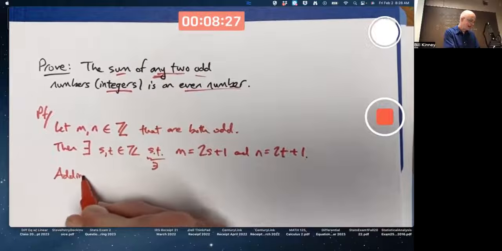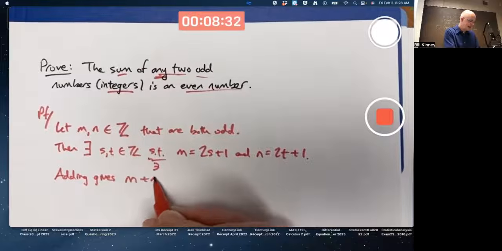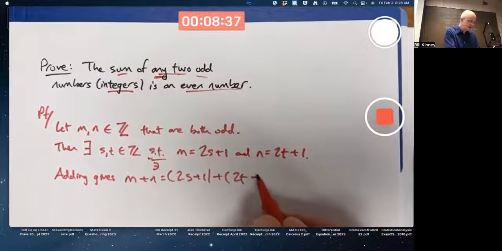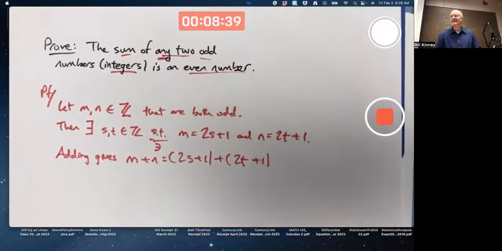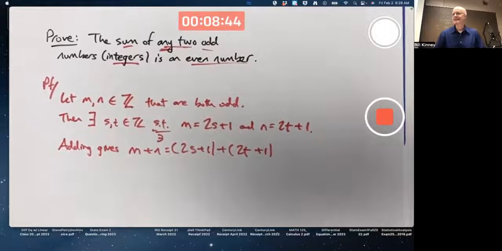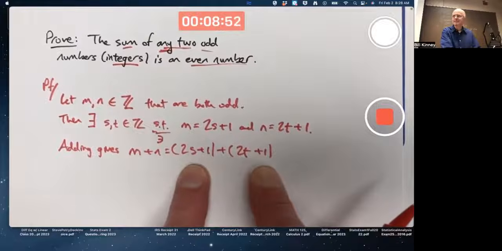Adding gives m plus n equals (2s plus 1) plus (2t plus 1). Notice I'm using parentheses. Is that absolutely necessary? I think it's a good idea here, at least at the beginning of the course, to do that, to emphasize that I'm adding these two quantities. And then also emphasize, hey, I can get rid of the parentheses and rearrange by some properties of arithmetic that we know.